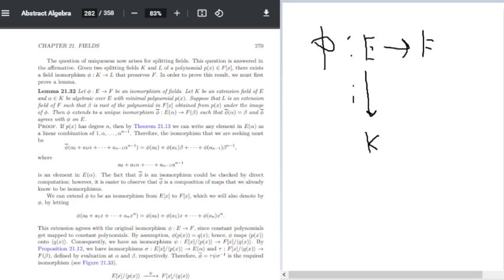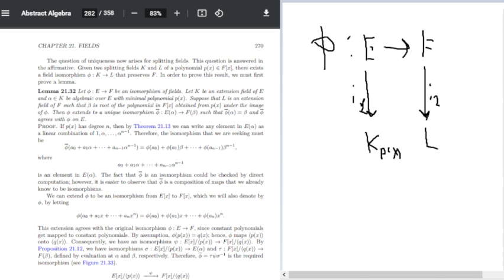Extension field of E with minimal polynomial P of X. So I'll also denote P of X with minimal polynomial P of X. Suppose that L is an extension field of F. So we have this extends, this is an extension field, to an extension field L, taken from P of X under the image of phi.